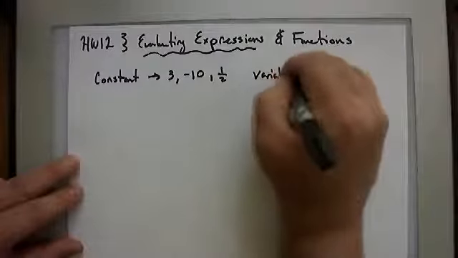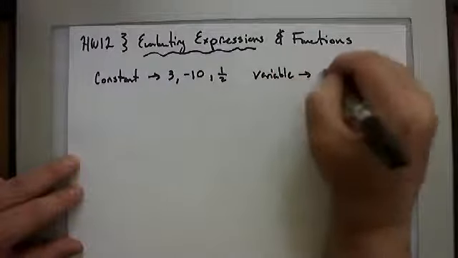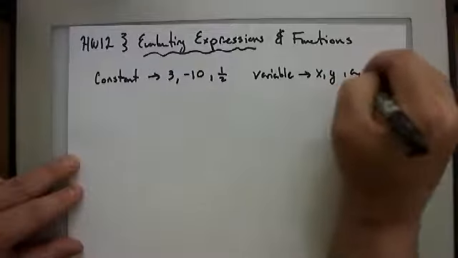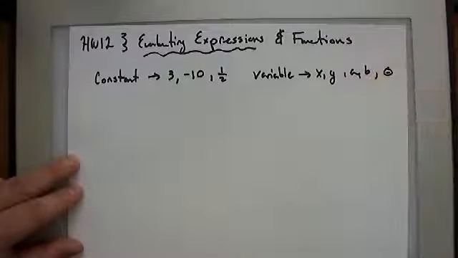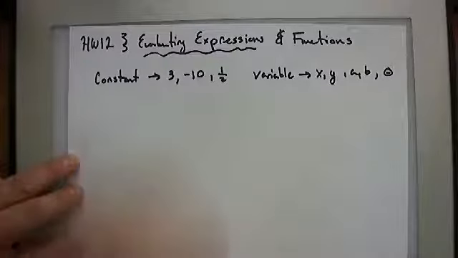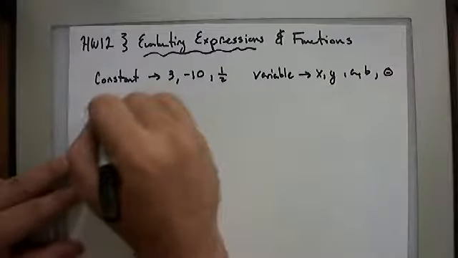Now, variables: X, Y, A, B, you can get into Greek letters like theta, whatever. They have variable value. They stand for various different things, right? X could be 10 in one problem. It could be -11 in another problem. We call those variables.